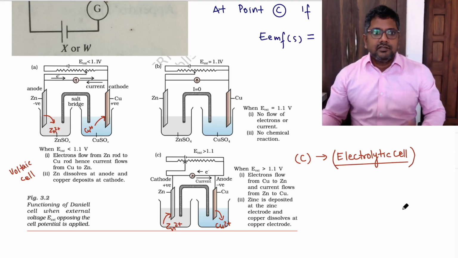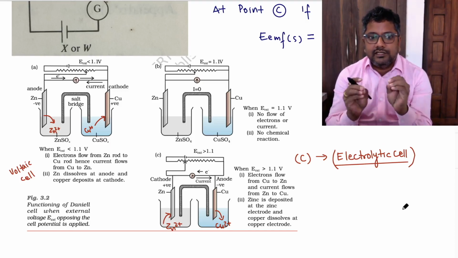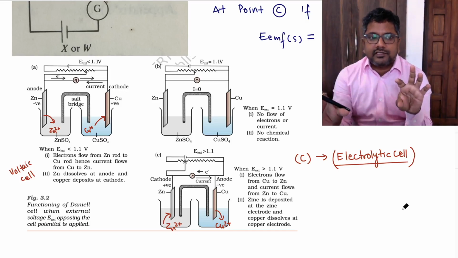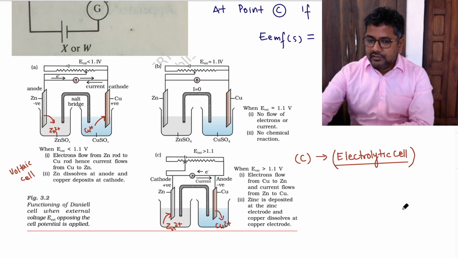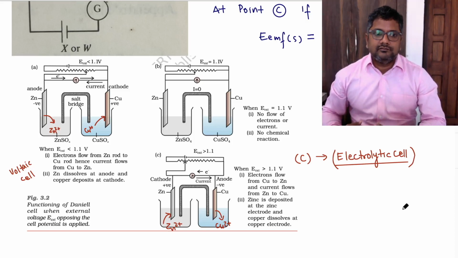So this figure is so important and you have to note down each and everything. In figure A it is a voltaic cell, but in figure C it becomes an electrolytic cell and the polarity also changes. So at least you should write A and C, right? So dear students, this is the complete working and representation of a complete cell, and this is very, very important.